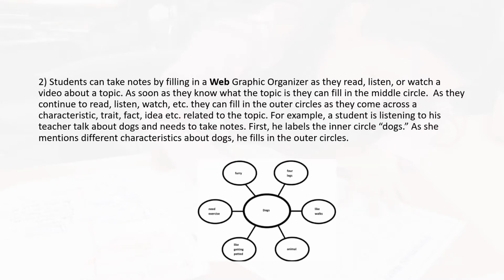So a second way that the web graphic organizer can be used is that students can take notes by filling in the web as they read, listen, or watch a video about a topic. As soon as they know what the topic is, they can fill in that middle circle. And as they continue to read, listen, or watch a video, they can fill in the outer circles as they come across a characteristic, trait, fact, idea, etc. related to the topic. For example, a student is listening to his teacher talk about dogs and needs to take notes. So for his inner label, he puts dogs, and then as she mentions different characteristics about dogs, he fills in the outer circles.